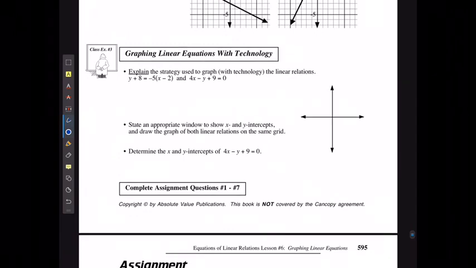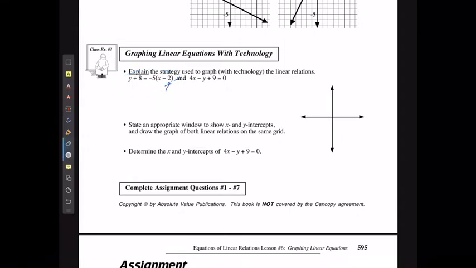If I am graphing linear equations with technology, then the first thing I'm going to do is I know that I can only graph these in the form of y equals. In my calculator, it comes up as a y equals. So all I'm going to do is I need to isolate y and make sure that y does not have a coefficient. So for the first equation, in order to get y by itself, I just need to move the 8 to the other side.